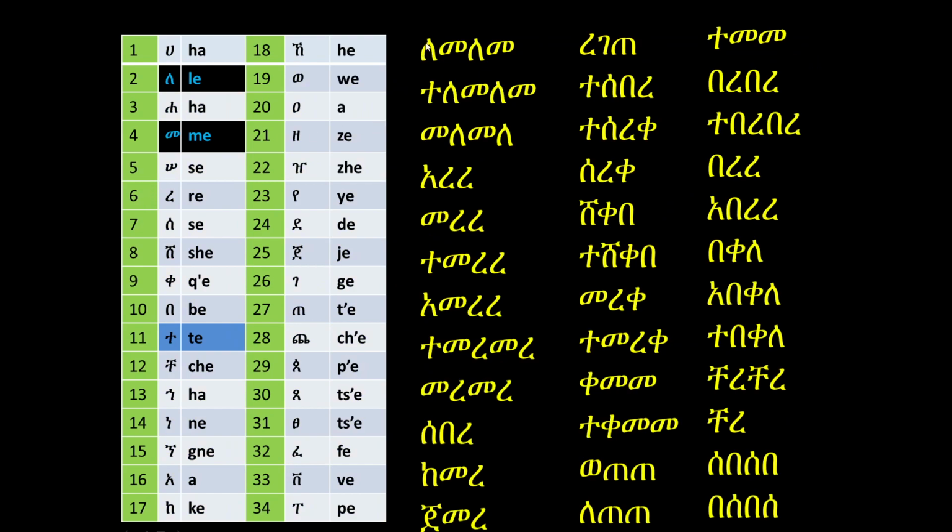Okay, this is a repetition. The first few parts we have seen on the previous page. So ለመለመ, ተለመለመ, መለመለ, አረረ, መረረ, ተመረረ, አመረረ, ተመረረ, ተመረመረ, መረመረ.